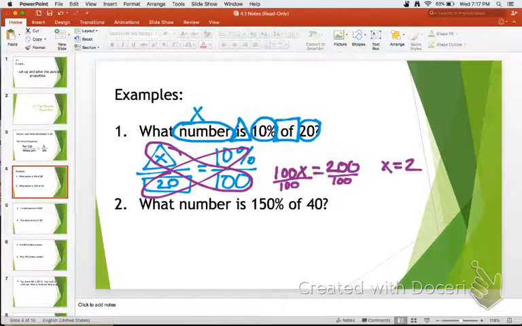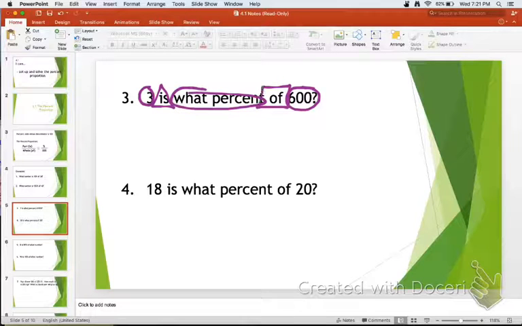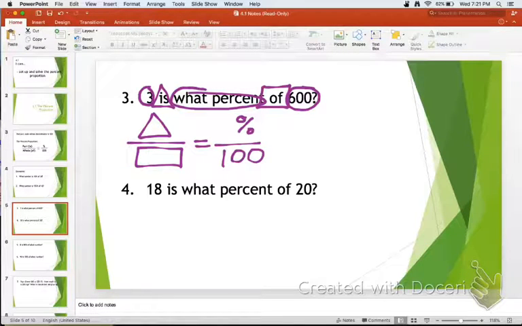Alright, so in your notes you have how to do number 2 as well. We're going to skip that and go on to number 3. And we're going to annotate this one. Again, I'm going to go in and circle all of my numbers. This one says 3 is what percent of 600? Is is my triangle word, and of is my rectangular word. So again, I'm going to draw that diagram because that diagram is going to help me remember all of my steps. So triangle over rectangle equals percent number over 100.